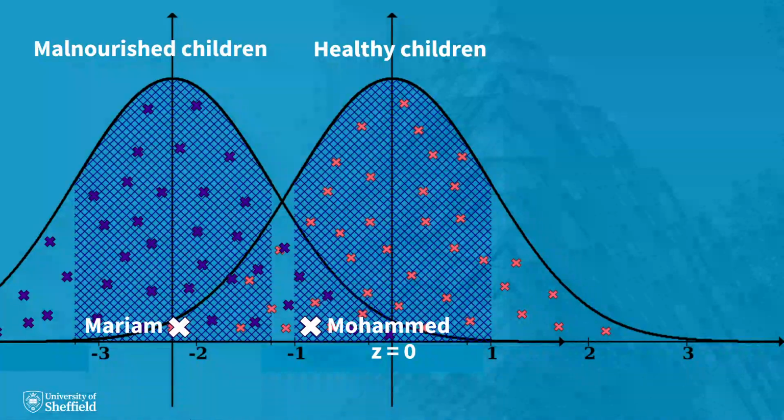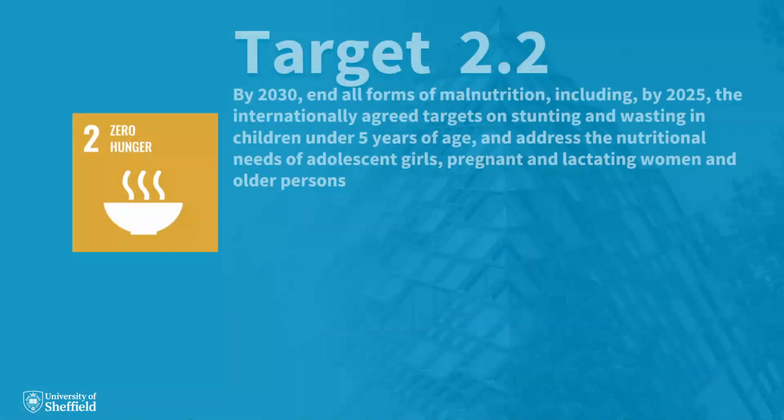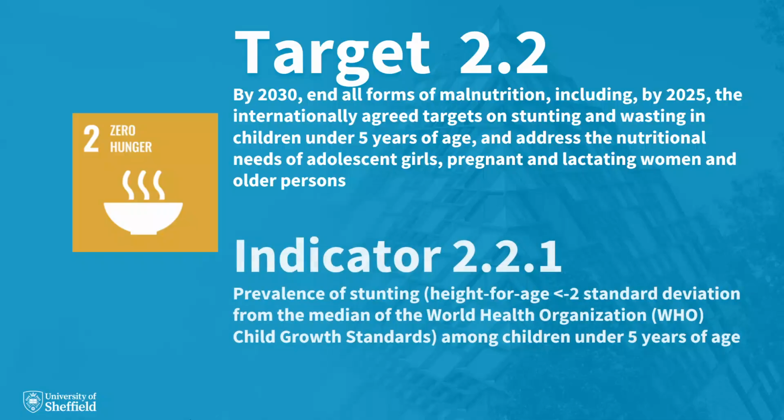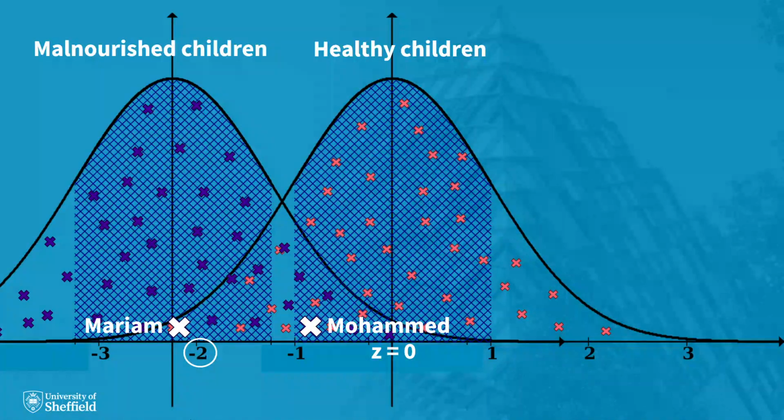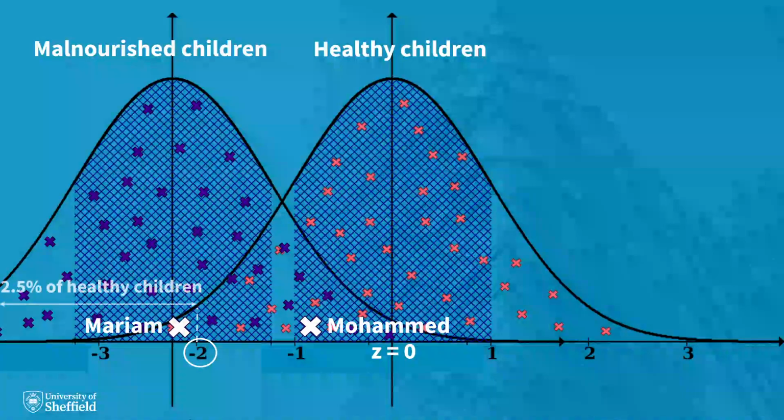In this case, fortunately, the UN has made that decision for us. Recall the Sustainable Development Goals, Target 2.21, from the last video. A child is classified as stunted if they have height for age of less than 2 standard deviations below the WHO growth standards median. In other words, we should reject the null hypothesis that a given child is healthy if they have a Z-score of minus 2 or below. Recall that the normal distribution tells us that 2.5% of healthy children will fall below this threshold. So the UN's definition of stunting will incorrectly classify 2.5% of healthy children as being stunted.